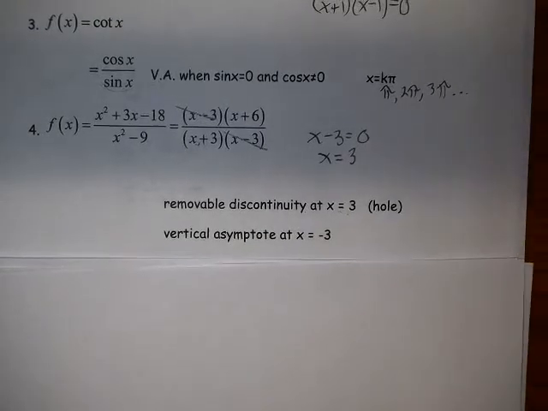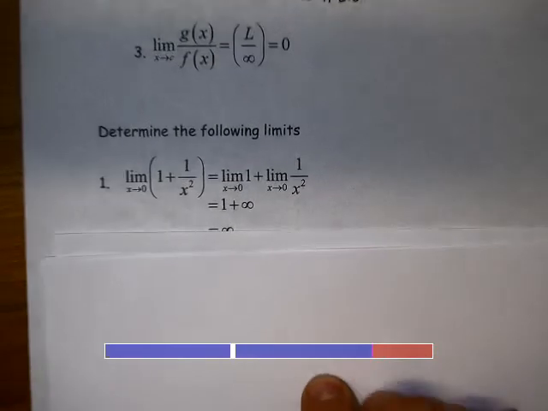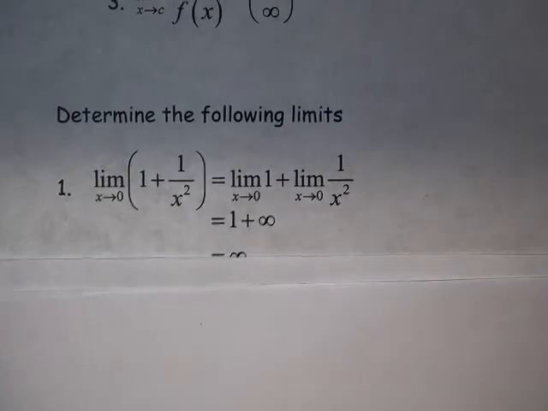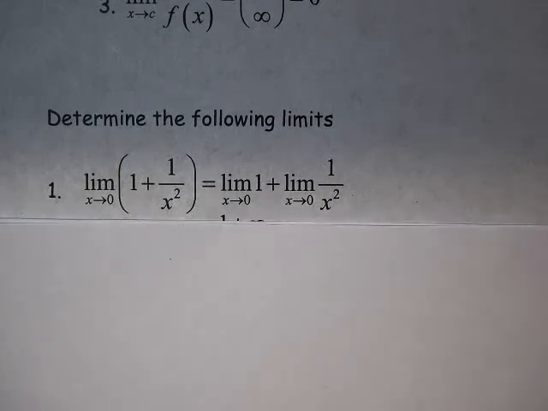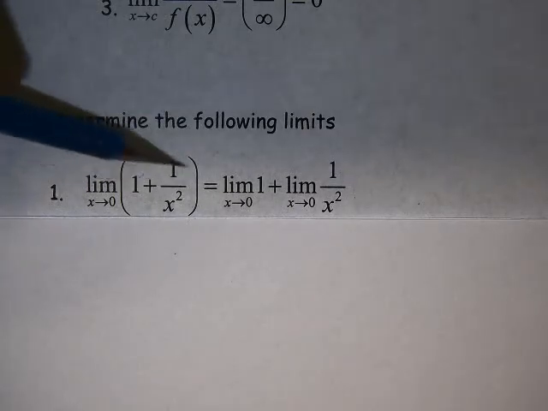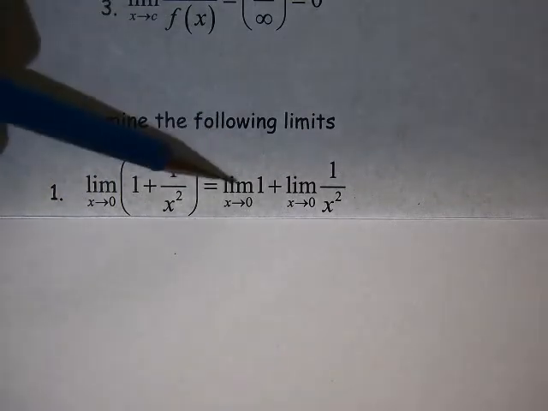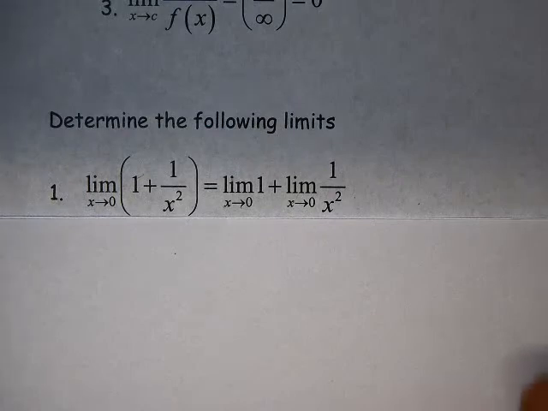All right, on to the next page. We have the properties of limits at the top of the page, and here we're going to determine the following limits. So we want to determine the limit as x approaches 0 of 1 plus 1 over x squared. We're going to use the sum and break it up into the sum of 2 limits. So we have the limit as x approaches 0 of 1 plus the limit as x approaches 0 of 1 over x squared.